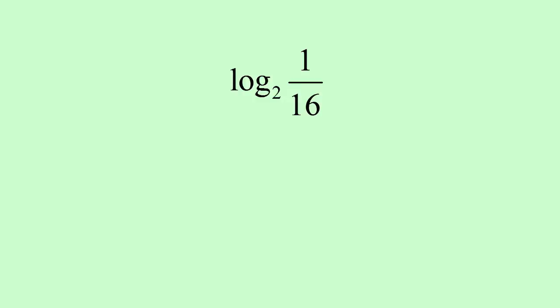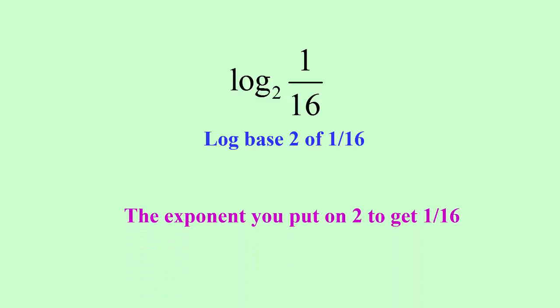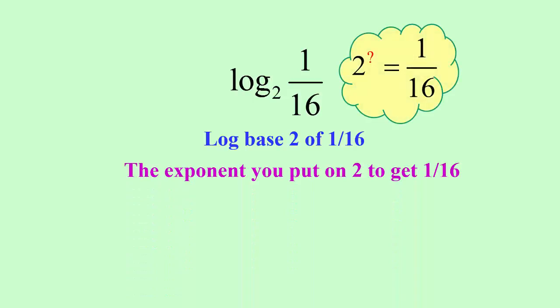Log base 2 of 1 over 16. Again, you can't calculate this in your head. In the past, people used tables of logarithms to do things like this. Big, long tables. Nowadays, we basically use calculators, as I'll show you in class. But understand that this means the exponent you put on 2 to get 1 over 16. Hopefully you're getting a grasp of what the log means. When you see log, your brain should immediately say the exponent.